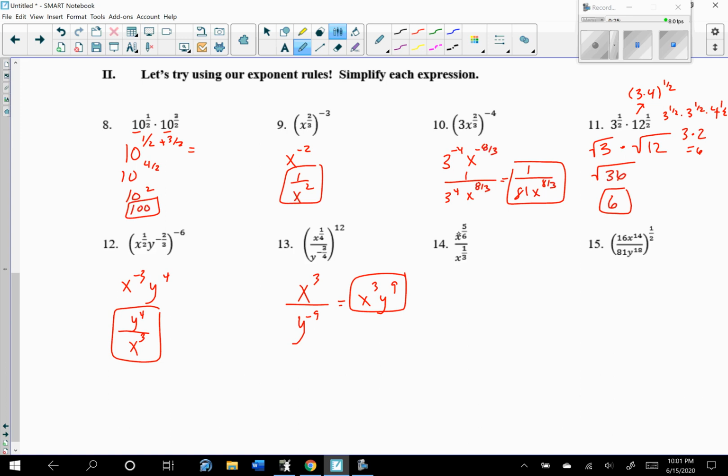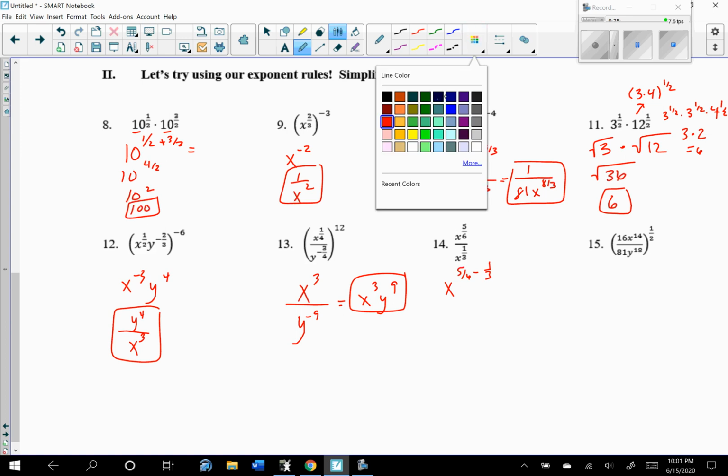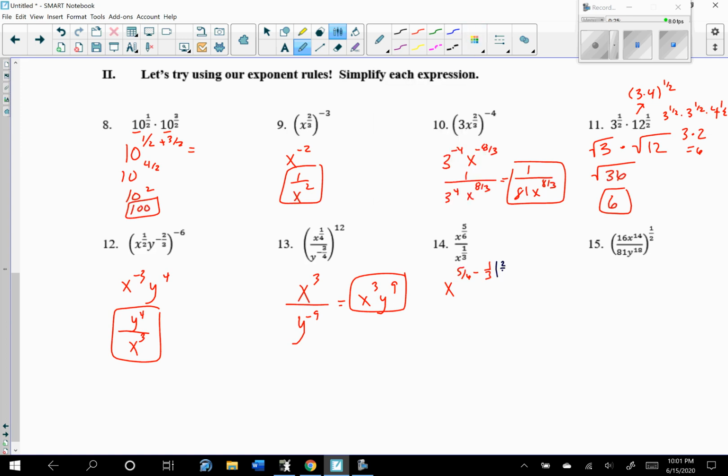Here we have the same base being divided, so we're going to subtract those exponents. So this is x to the 5/6 minus 1/3. In order to do this problem, we need a common denominator. So multiply this by 2 over 2, so you have your common denominator 6. So 5 over 6 minus 2 over 6, which is equal to, subtract the numerator, 3 over 6, which is 1/2. So really this is x to the power of 1/2. And of course that is also equal to the square root of x, but it said to simplify using our exponent rule, so we're going to leave it with x to the 1/2.